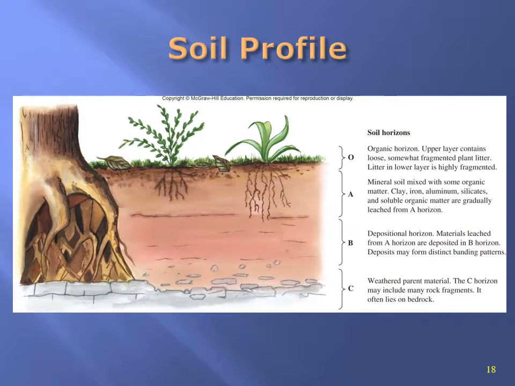And here's a picture here. So you can look at that O, this upper layer of organic or living things. The A horizon has soil mixed with some living things. The B horizon is where things from above are leached down, and the C horizon is your rock starting to get broken up and weathered down rock fragments. And this layer here, the C horizon, also oftentimes lies on bedrock.